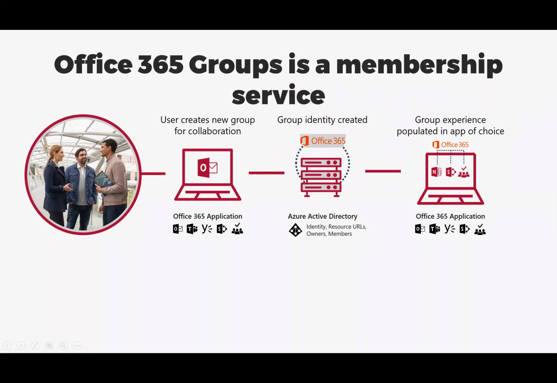So to summarize, when you create a group with Office 365, what you're creating is a new collaboration space. The identity of the group is created in Azure Active Directory. All of the core resources of the group, the resource URLs where the SharePoint site of this group is located or your shared mailbox, are all stored with the group object. And then the group experiences can be surfaced from the collaboration experience of your choice, whether from Outlook or from Teams or Yammer. And we'll show you that with the demo.